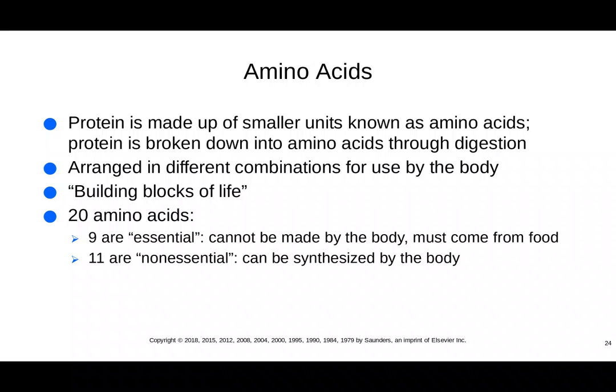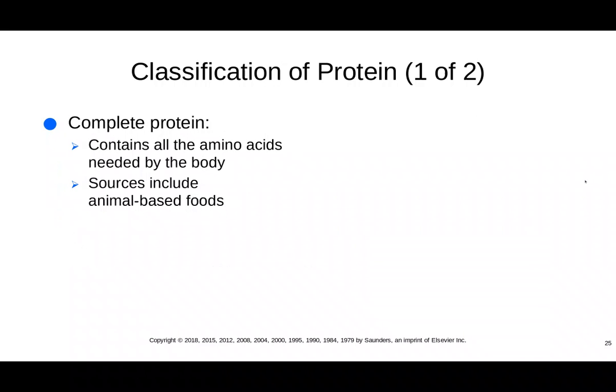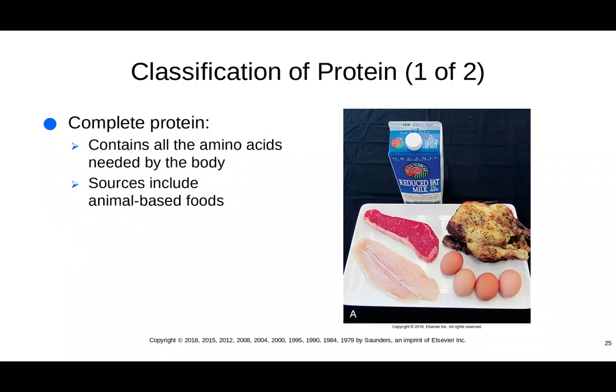There's 20 of them. 9 of them are essential and cannot be made by the body. They must come from the food that we consume. 11 are non-essential because these can be synthesized by our own bodies. So you want to pay close attention to the 9 essential ones, right? And make sure that you're including those in your diet.